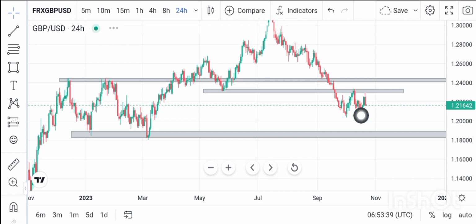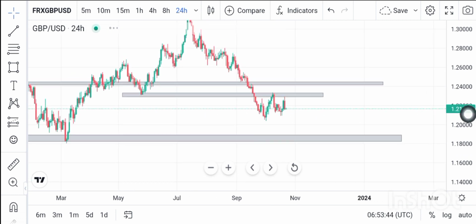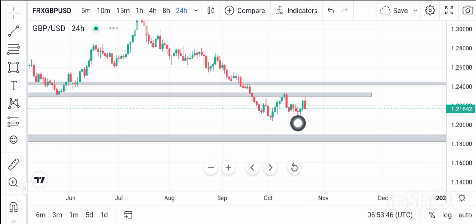So that zone is respected two times. You can clearly see this is the first reversal, and this is the second reversal, still at that same zone, indicating that that zone is valid.